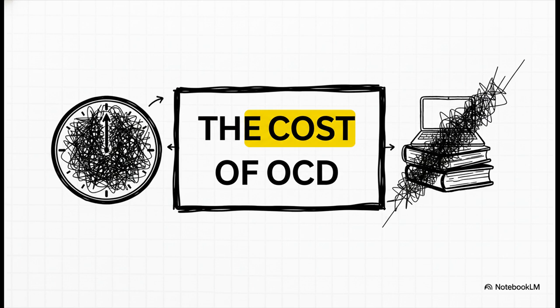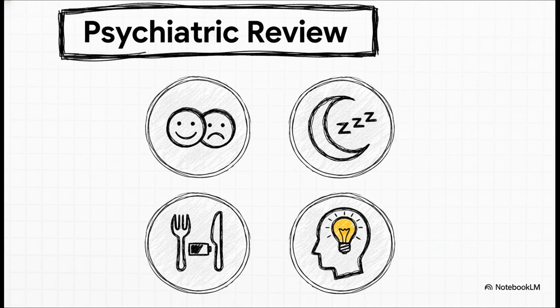Ask direct questions. How much of your day would you say is taken up by these thoughts and actions? And is this getting in the way of your studies or your work? That's a huge piece of the puzzle. Next, think of this as your quick psychiatric systems review. You need to screen for coexisting depression by asking about their mood, their sleep, and their energy levels.